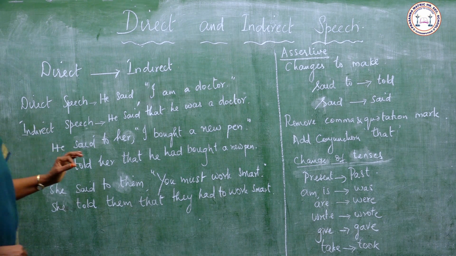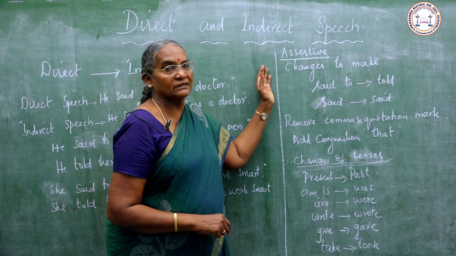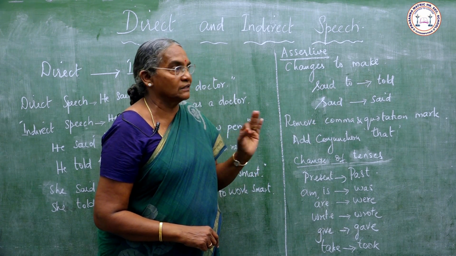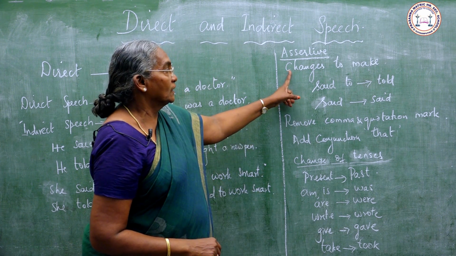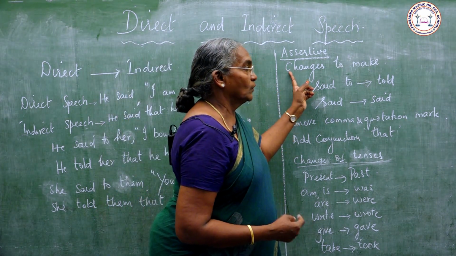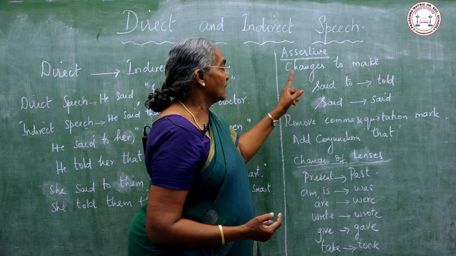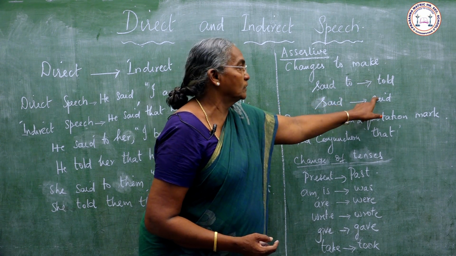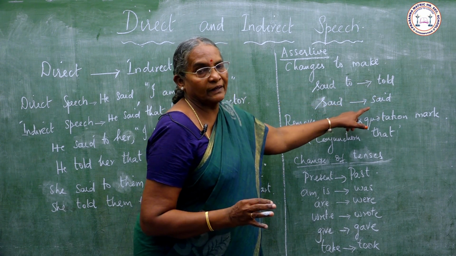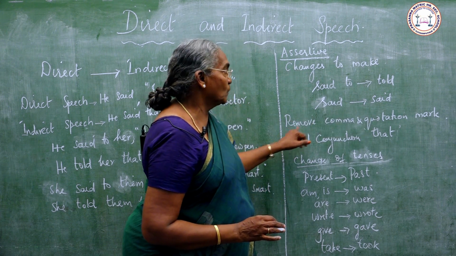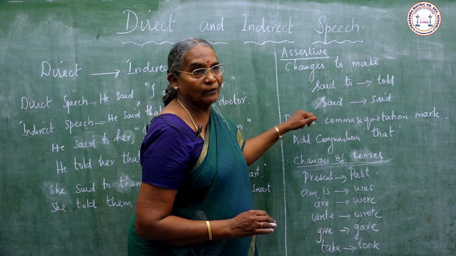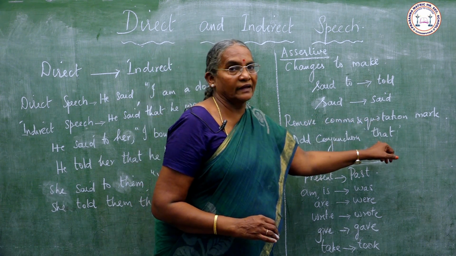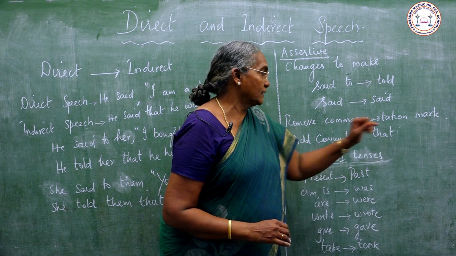Now we shall see how we can change an assertive sentence into indirect speech. We shall see the changes we make while changing direct into indirect. Said to will become told. Said remains the same. We remove comma and quotation mark from the direct speech. Then we add the conjunction, the connecting word that.